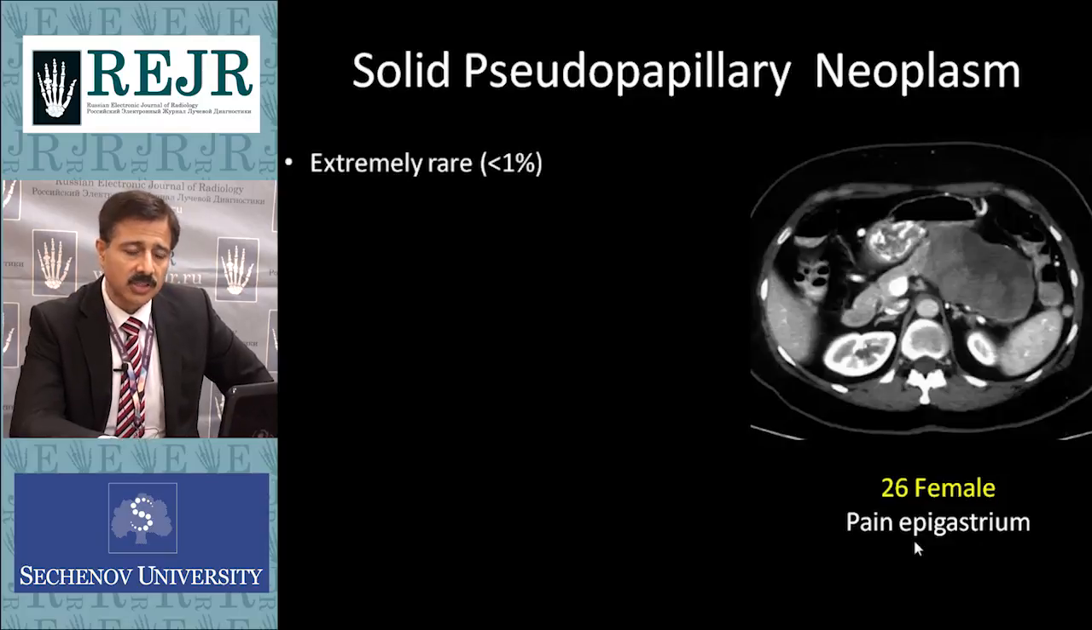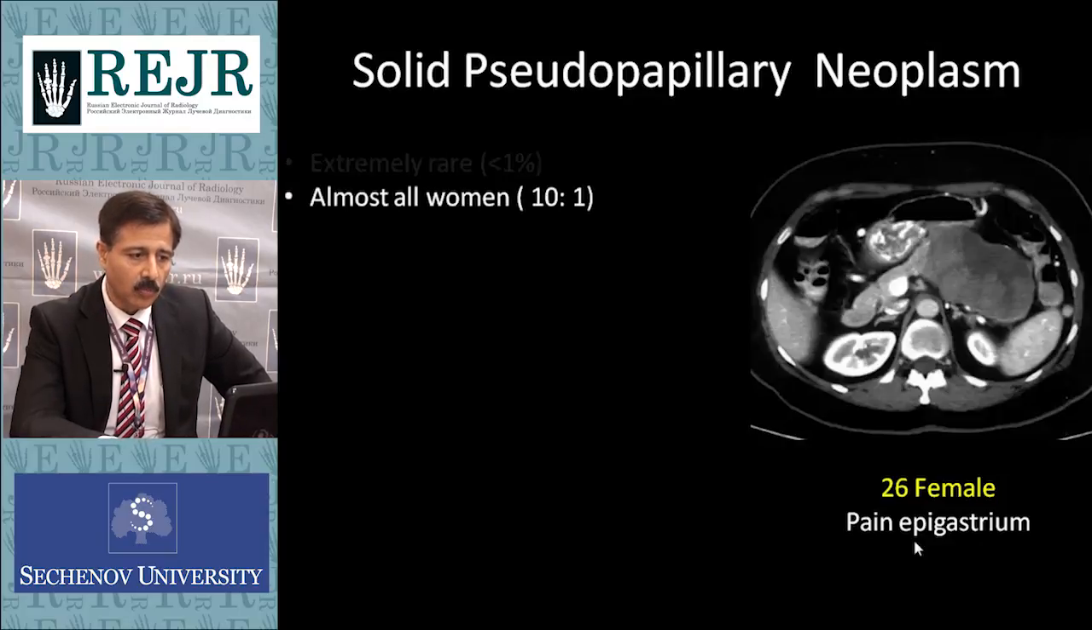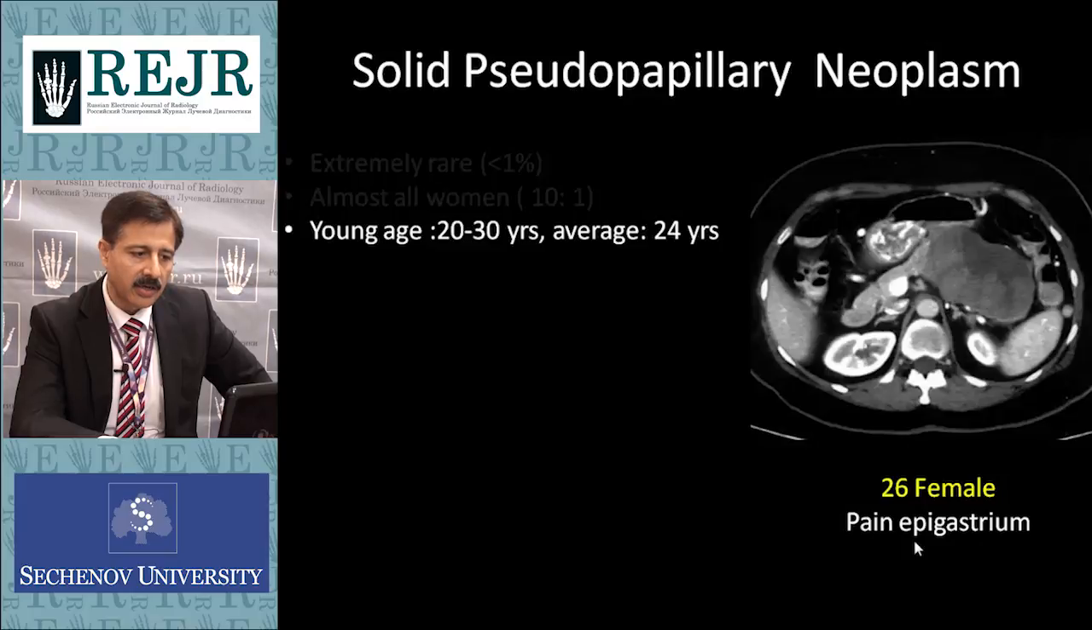These tumors are extremely rare. Almost all of them can be seen in women. They are seen in a young age group, 20 to 30 years. Average age is 24 years. This is a point to remember.